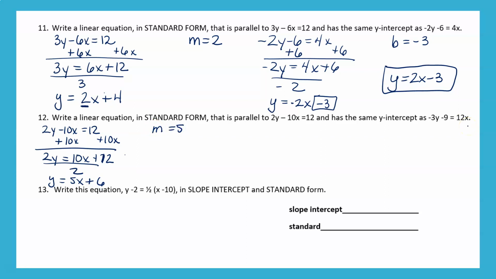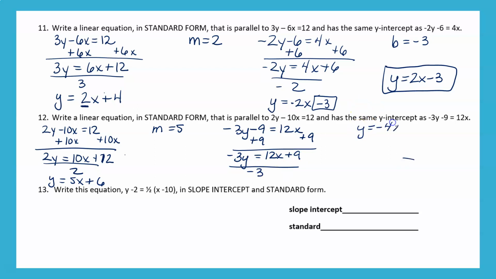Now I'm going to find the y-intercept of the second one by rearranging. I'm going to add 9 to each side. So I have negative 3y equals 12x plus 9. Now I'm going to divide by negative 3, which gives me y equals negative 4x minus 3. So my b is negative 3. And I have y equals 5x minus 3.